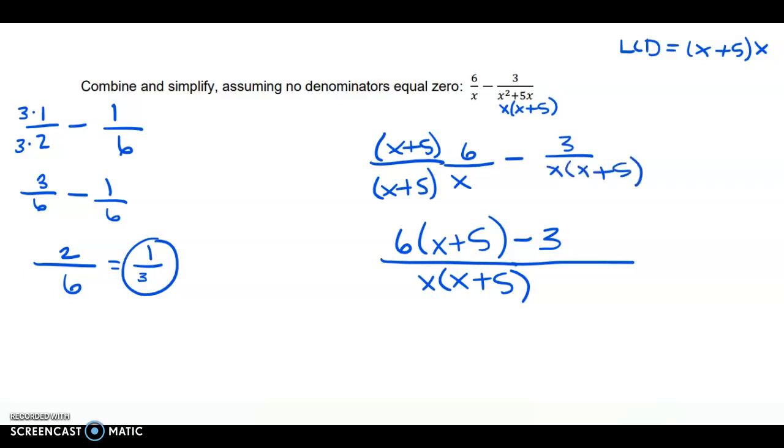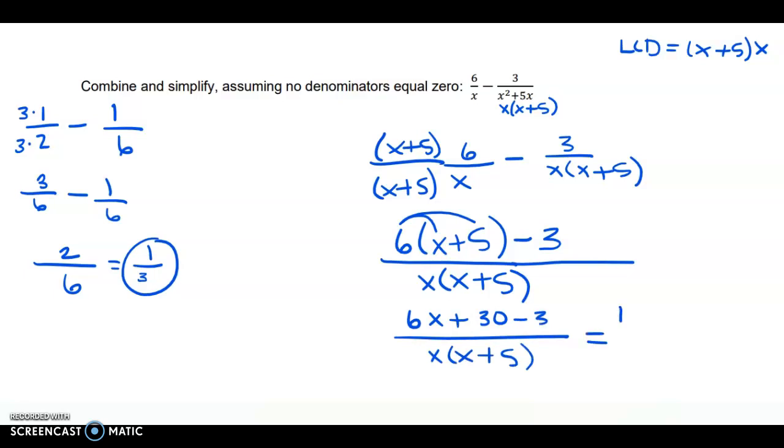So let's go ahead and simplify. We've got 6 times x, 6 times 5. We can't cancel the x plus 5 because it's not in both terms. So we'll have 6x plus 30 minus 3, still over x times x plus 5. Let's combine like terms. So 6x plus 30 minus 3 will get 6x plus 27, and then over x times x plus 5.